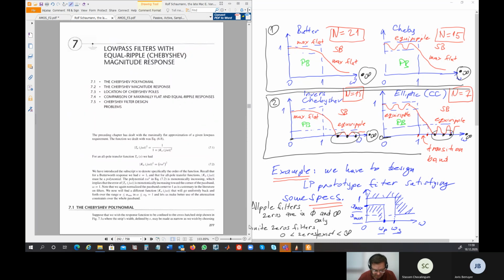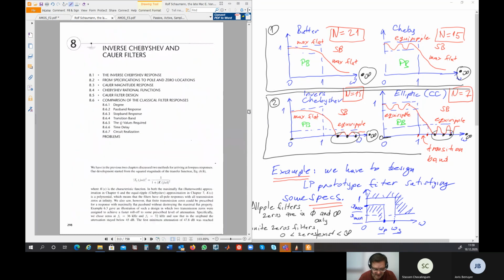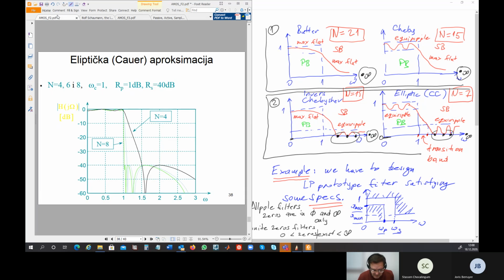So last time we learned chapters 6 and 7, and this time we learn chapter 8 together, inverse Chebyshev and Cauer filters. So they are grouped with this logic. Okay, so today we have finished the lecture about inverse Chebyshev and Cauer approximation.